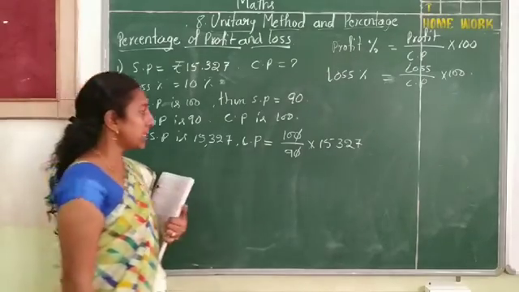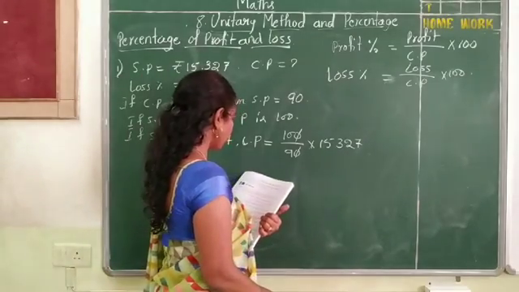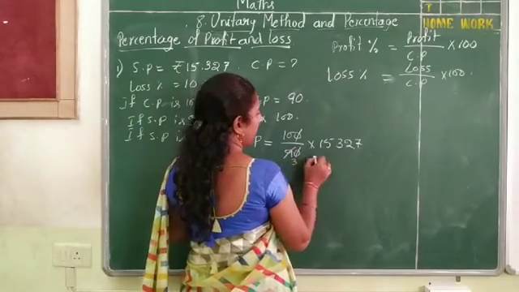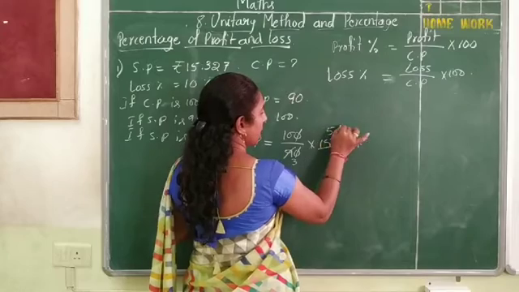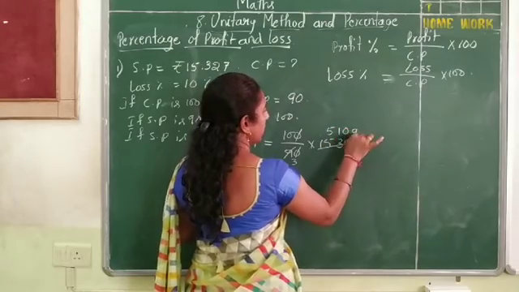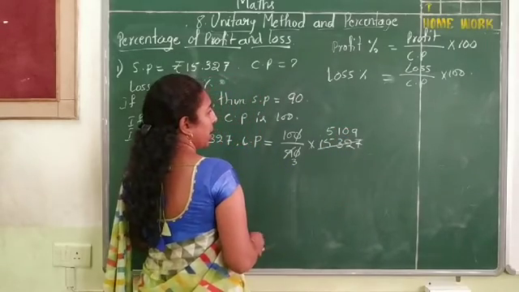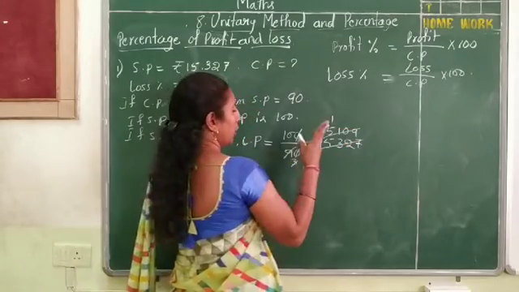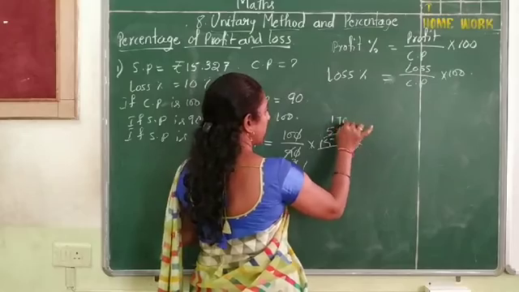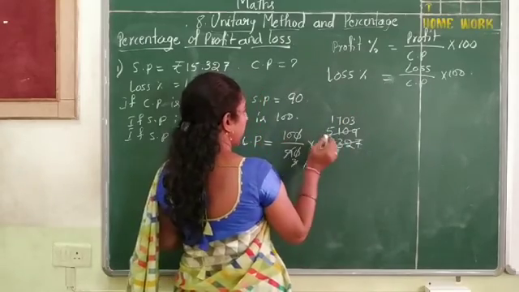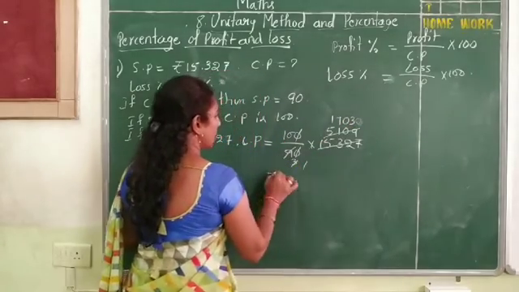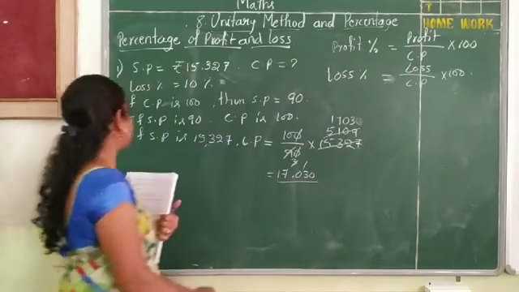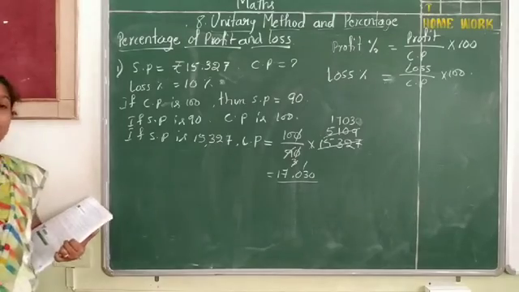Okay, let us solve it now. 3 3s are 9, 3 5s are 15, 1s are 0. Again 3 1s are 3, 7s are 21. So here 10 is there, so one more 0 will come. So the answer is 1,17,030. This is the cost price of that item.